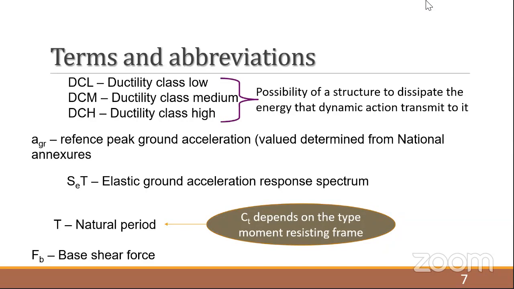And then we document those values and then be able to use it. So A_gR, as you're going to see, there are some values that I have to find out. There is a term there, S_e(T), which is the elastic ground acceleration response spectrum. We have the natural period, which of course depends on the term C_t, and it depends on the kind of moment resisting frame. We now know about the different kinds of moment resisting frames that can be employed when it comes to earthquake. And then of importance, again, we have the base shear force. Basically, this is the force that we want to determine at the end of the day so that we can then distribute it at the floor levels or at the column-beam intersection points.